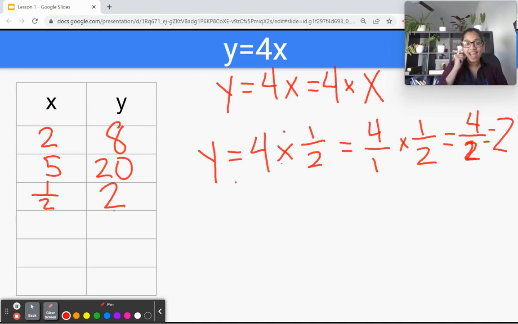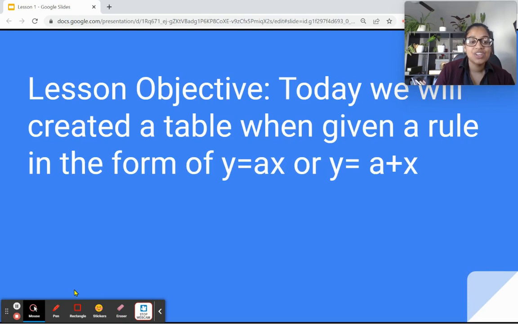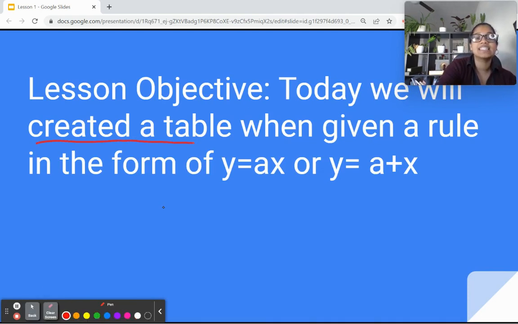Okay, all right, fantastic. Let's go ahead and review our lesson objective. So our lesson objective for today is we will create a table when given a rule in the form of y equals ax or y equals a plus x.